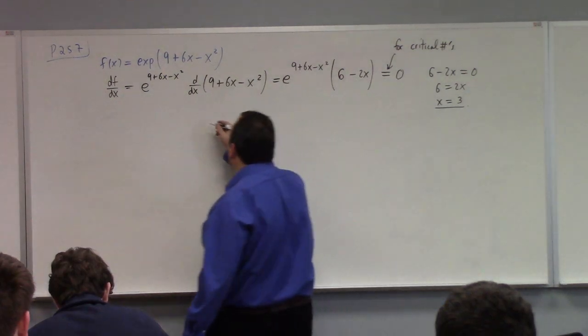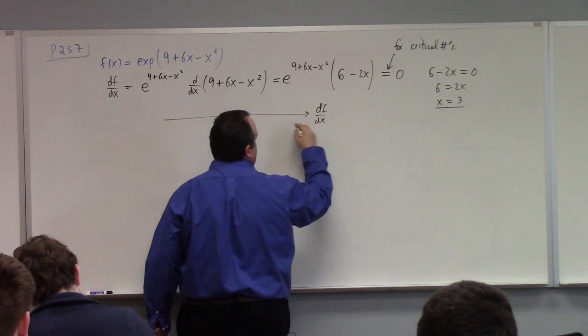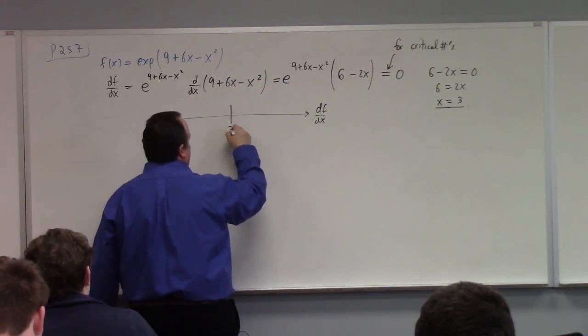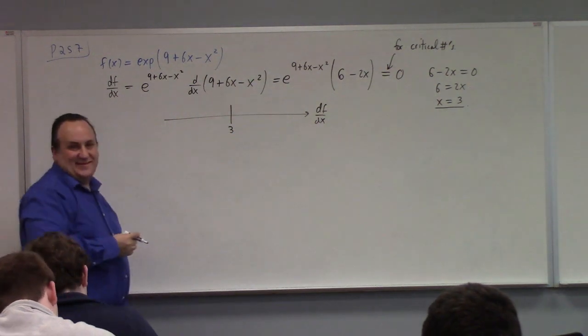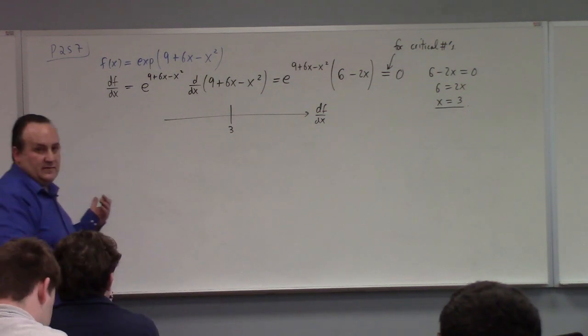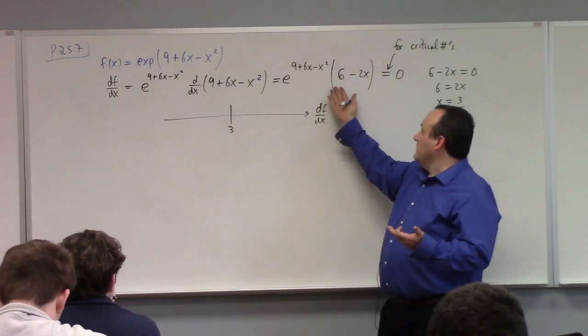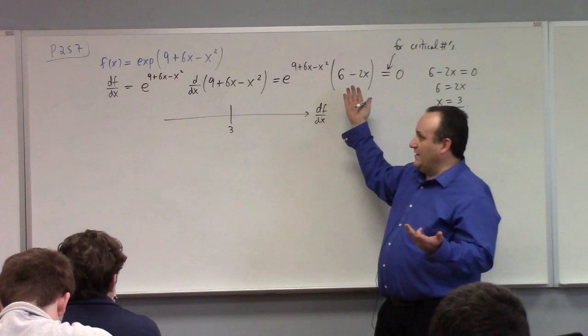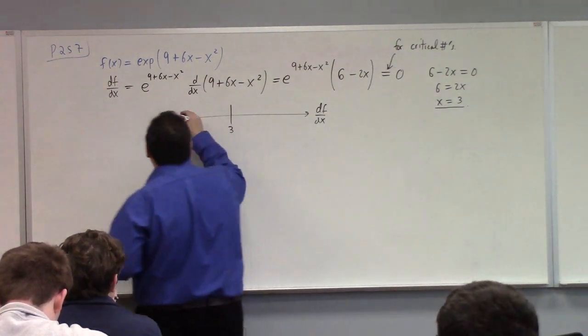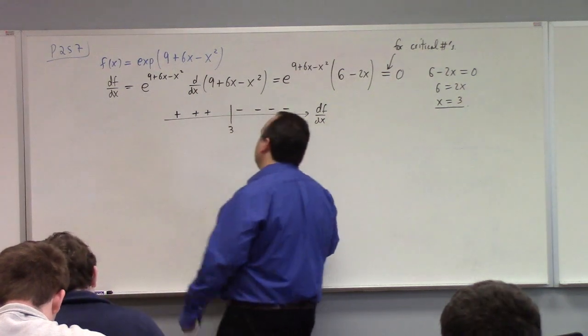So I make my number line for df dx. It's rather boring. There's a single lonely 3 here. What happens if you plug in 0 into the derivative? We get e to the something, which is positive, and 6 minus 0, which is positive. So we get positive. It's positive over here, and it's negative over there.